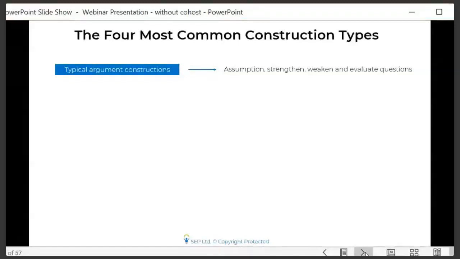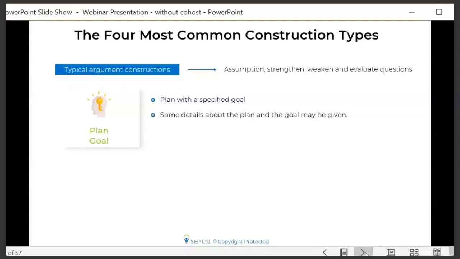You have the plan goal based questions, all right? So in plan goal based questions, such constructions usually contain some plan with a specified goal. Then there are some details about the plan and the goal given. And the conclusion is usually either about the success of the plan or the failure of the plan. So this is one construction, and we will discuss the framework for the plan goal construction in the session later on. Then we have questions based on causality.